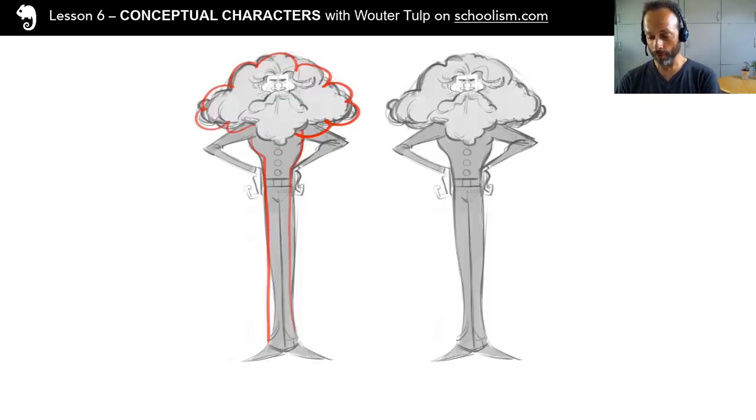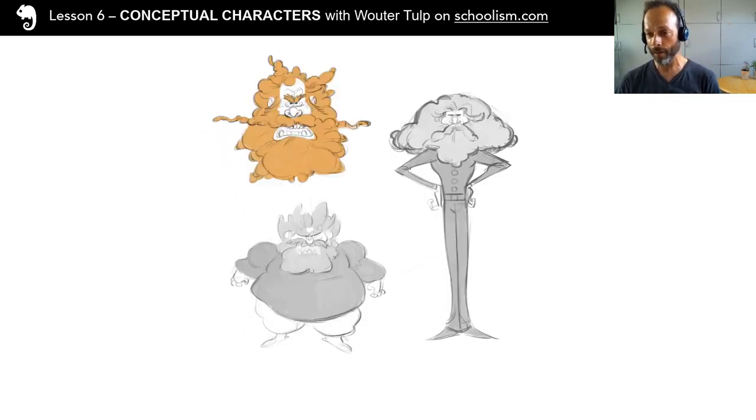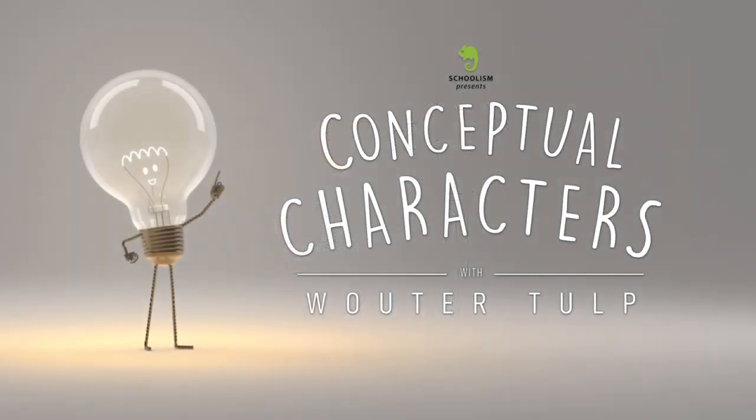You can also think of the character relationship and combine the shape design over two characters and say something about their relationship. So there are many ways how you can apply this idea. I love it. Well, that's why you have a whole entire lesson based on it. So if anybody wants to learn more, definitely check out Conceptual Characters with Wouter Tulp on schoolism.com.